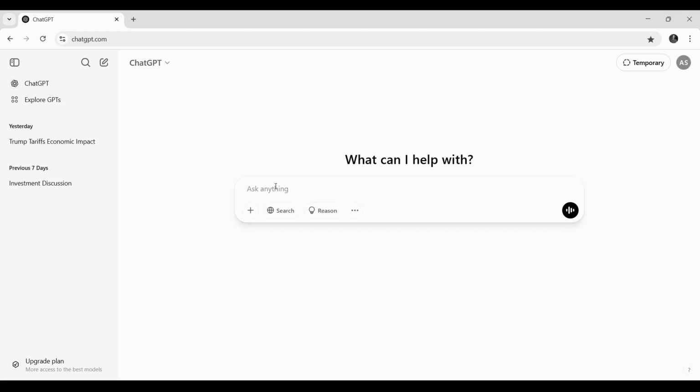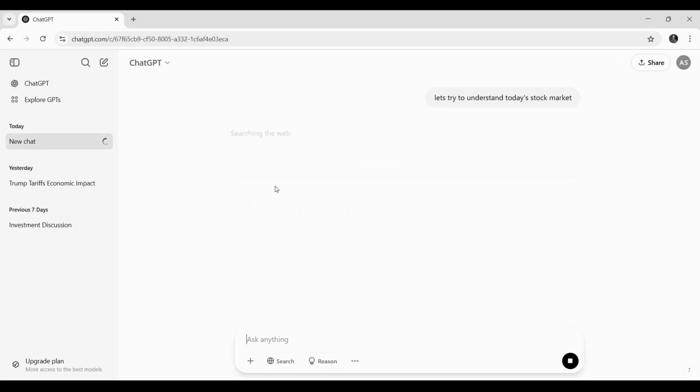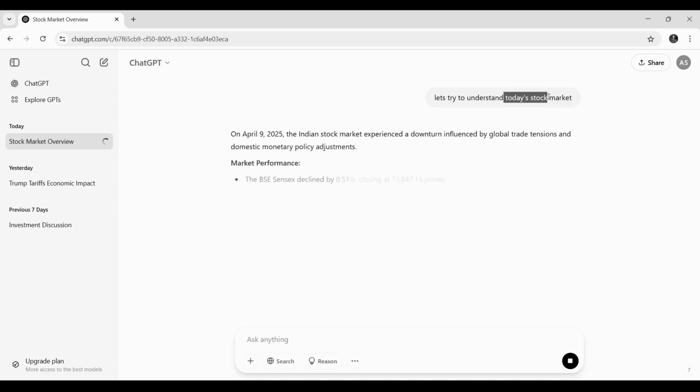And I will write here something like, let's try to understand today's stock market. Okay, so once again see, because it is a recent thing which I am doing here, it is searching the net.